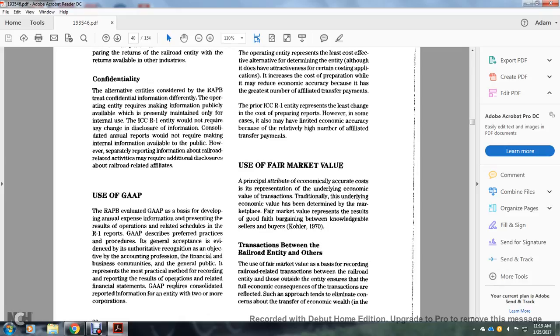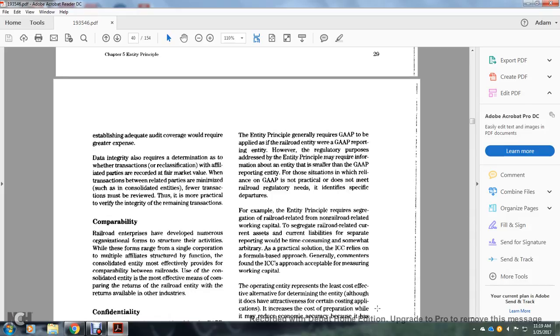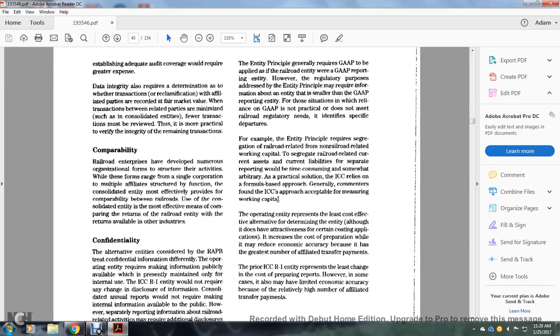The government accounting and auditing principles require consolidated reporting of information for any two or more corporations. The entity principle generally requires the government auditing and accounting principles to be applied to the railroad entity as the reporting entity. However, the regulatory purpose of the entity principle may require information about the entity at a smaller level than the government accounting principle. In situations where reliance on the government auditing principle is not practical, it does not meet the railroad regulatory needs to identify the specific department.